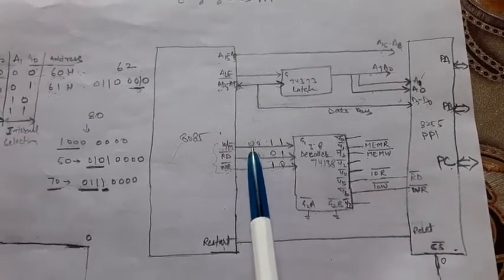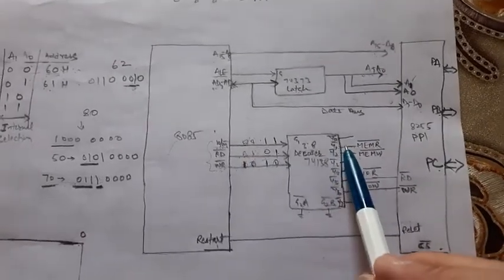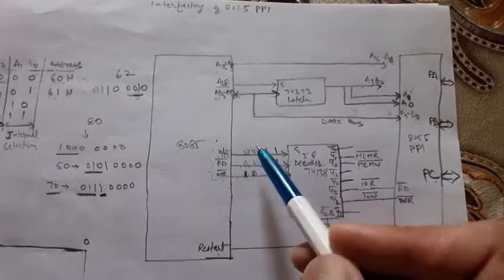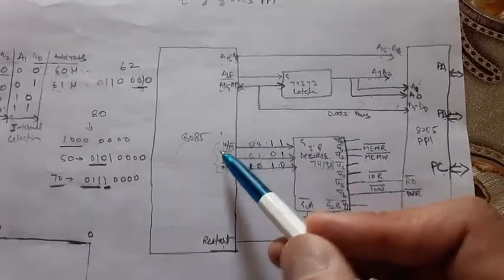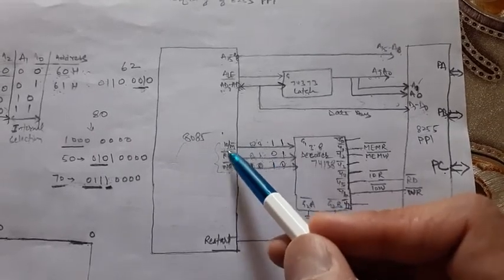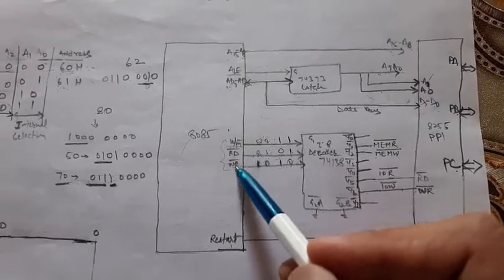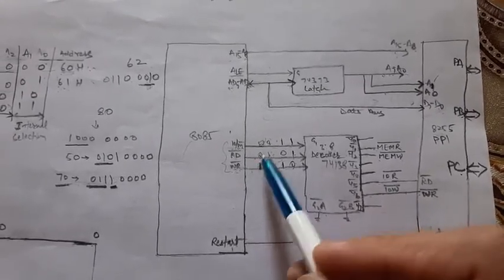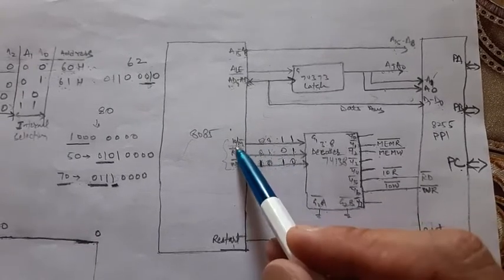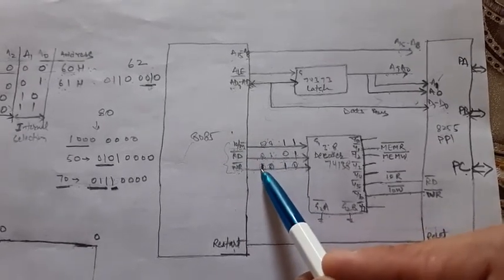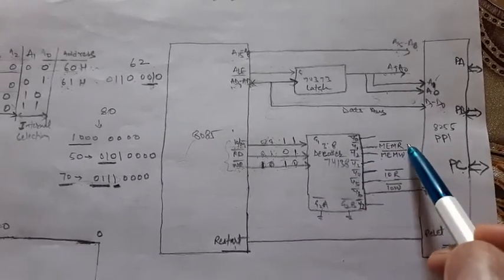So when 0 0 1 enters the decoder, the Y1 bar will be selected. Based on this control signal, Y1 bar has the value. If IO/M bar is 0, it means it is a memory operation, read bar is 0 means it is a read operation, and write bar is 1. These are active low signals. So when the control signals have the value 0 0 1, it means memory read operation. So at Y1 we have connected memory read.